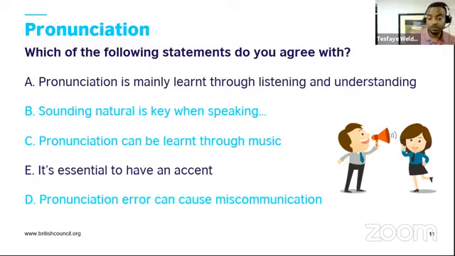Pronunciation error can cause miscommunication. Yeah, it does cause miscommunication, and that's English in particular. One word, just like I showed you earlier, could have several pronunciations without changing the spelling. And if you say one, not the other, then you're saying the other. It will send a different message. So it definitely is important. It is definitely important.